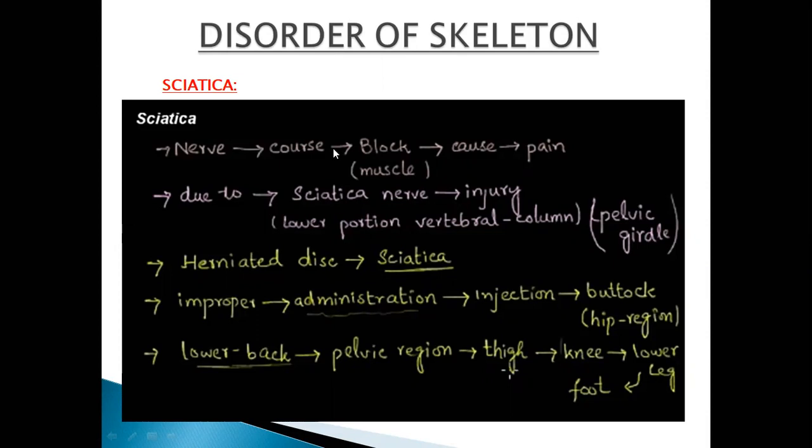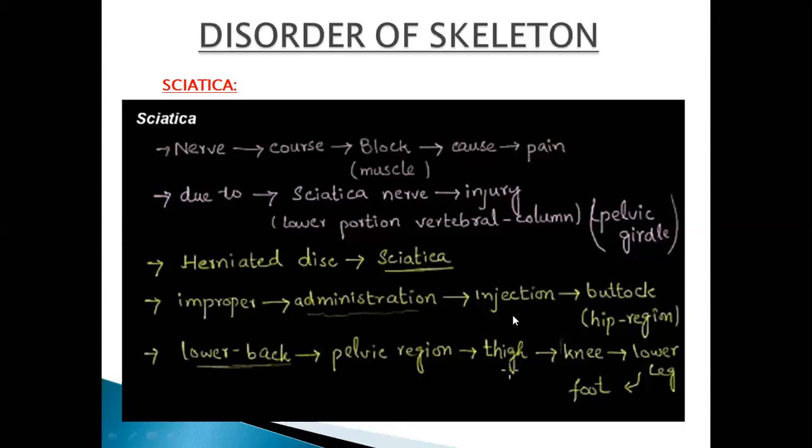What happens here is that the nerve is blocked, or the area is blocked, causing pain in the muscles. Due to sciatic nerve injury in the lower portion of the vertebral column, it actually affects the lower portion of the vertebral column, which is also known as the pelvic girdle that we discussed in our last lecture. It can also be caused by a herniated disc. We know that the slip disc also causes damage to the nerves, right? So you can say that a herniated disc also causes sciatica.